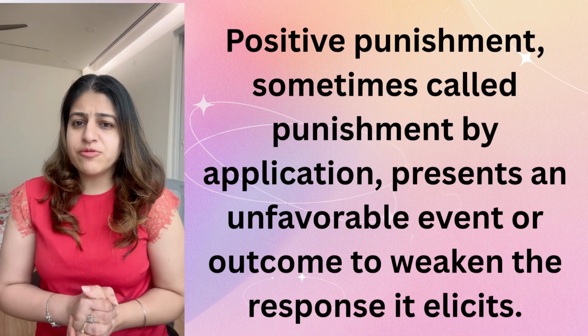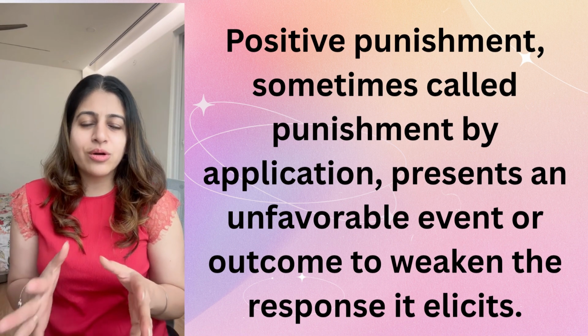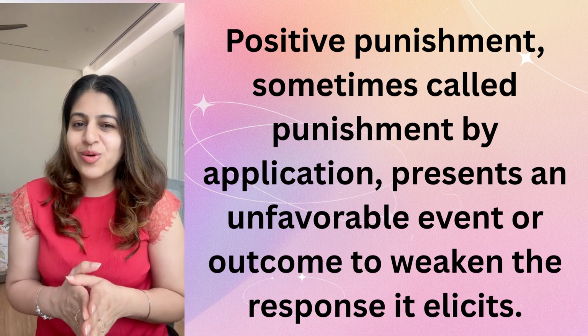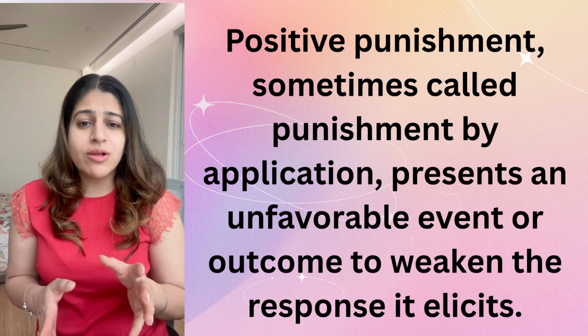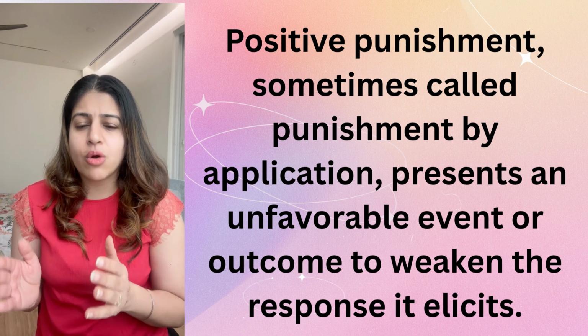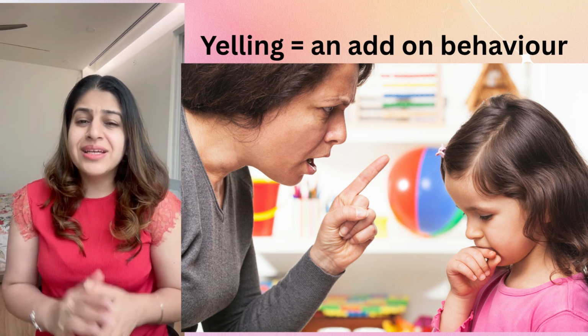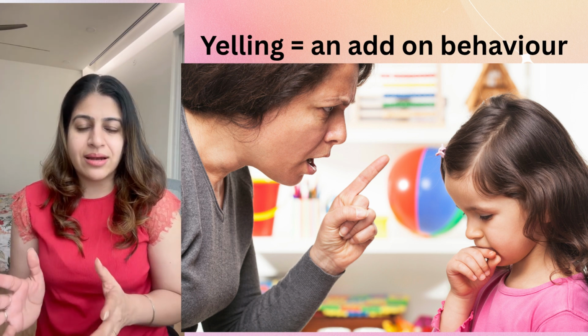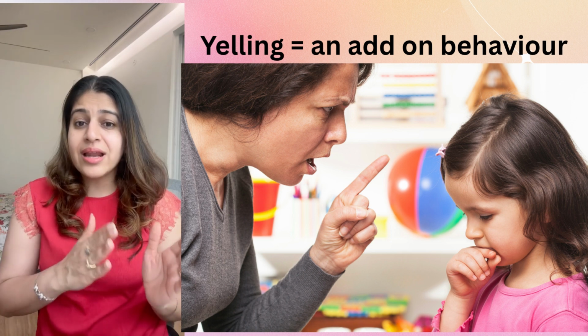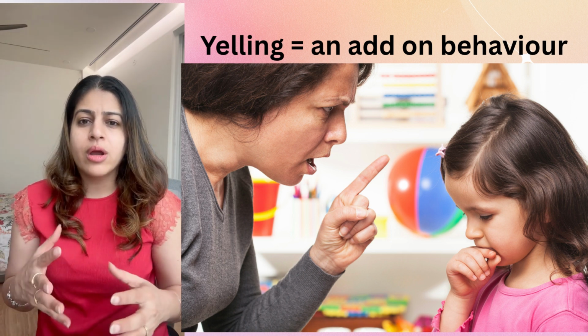So, first, positive punishment. Just because it has the word positive in it doesn't mean it is a good thing. Positive punishment involves the addition of an unpleasant consequence to decrease an unwanted behavior. For example, yelling at a child because he was not studying. This act of yelling is an add-on unpleasant behavior. Or another example is making your husband do extra household chores because he forgot your anniversary. So here, adding on chores for him as a punishment is called a positive punishment.